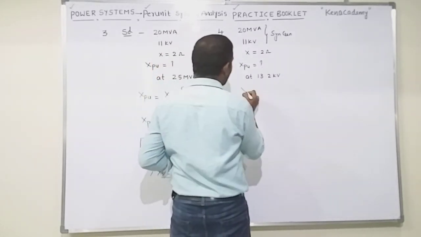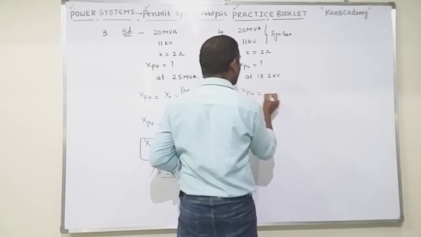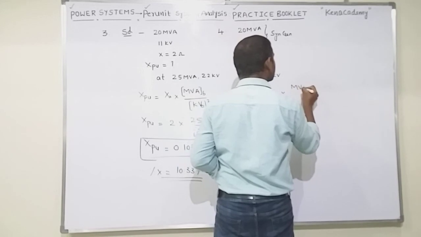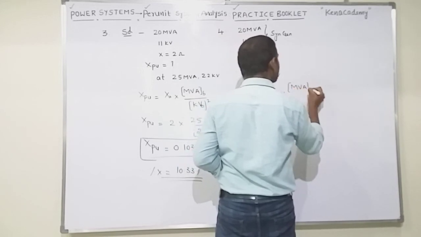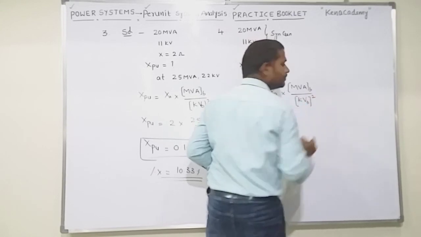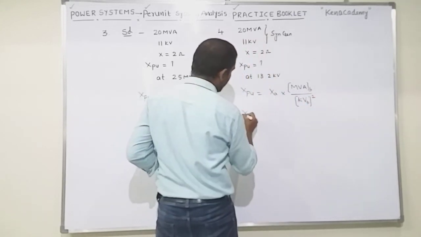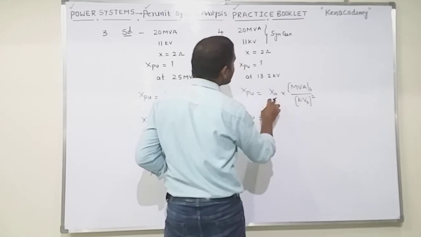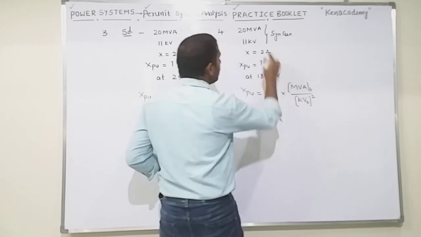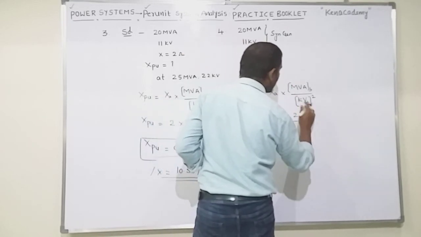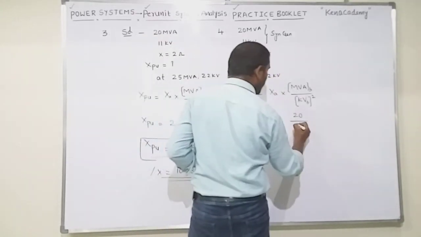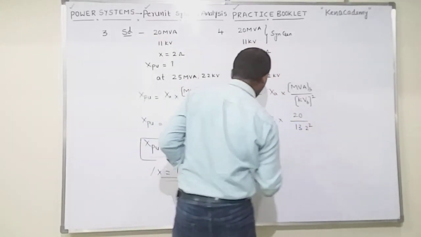Then what is the per unit reactance formula? Per unit reactance equals X actual times base MVA divided by base voltage squared. Okay. Then what is the per unit reactance? X per unit equals, what is the actual reactance given? 2 ohms. What is the base MVA? 20 MVA. For kV base, don't take 11 kV. It is mentioned in the problem. Take 13.2 kV. 13.2 squared.